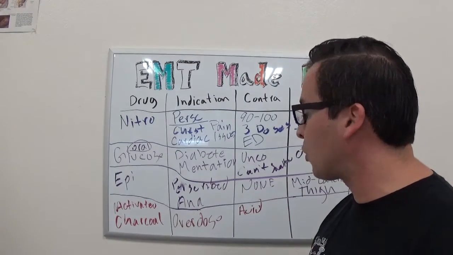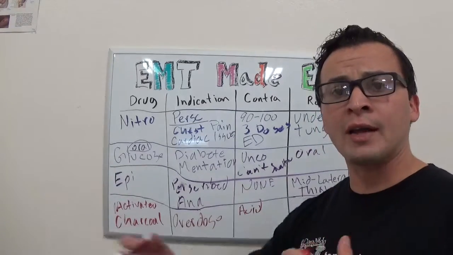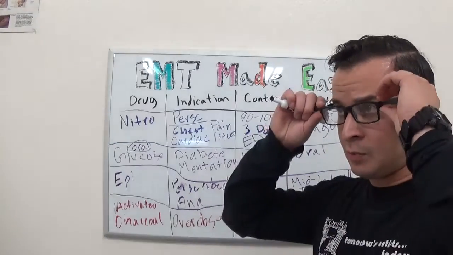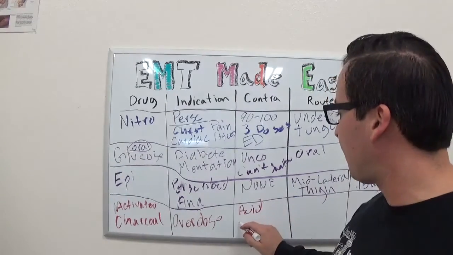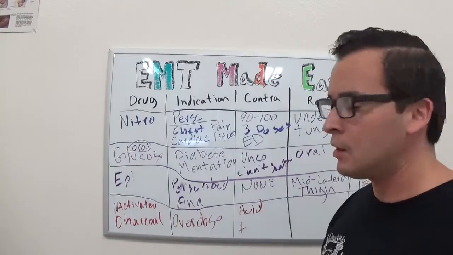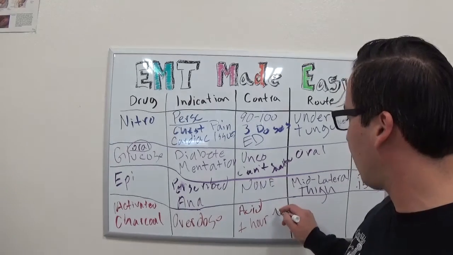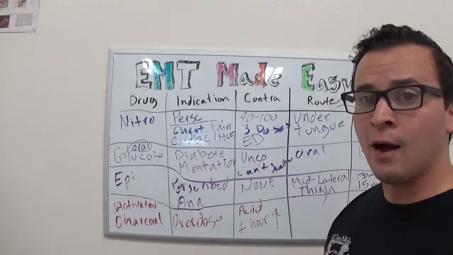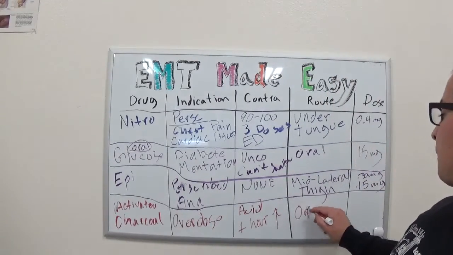Another reason why you would not give activated charcoal is if it's been longer than an hour. Again, go back to your book and reference. These things change a lot as we progress. So if you're watching this video, especially like 3 years from when I made it, that might have changed. If it's been longer than 1 hour, because it's already been digested, it's too late. There's no reason to give it. So greater than 1 hour, I'll put hour with the arrow going up, greater. The route is gonna be orally. They're gonna swallow this stuff, just like oral glucose, except it's much more disgusting. So orally.